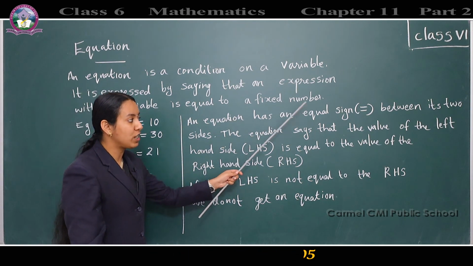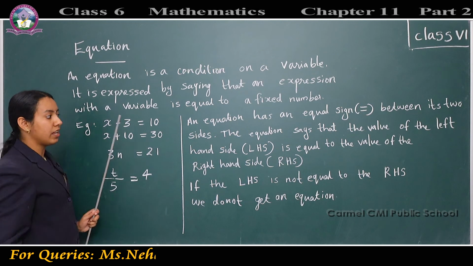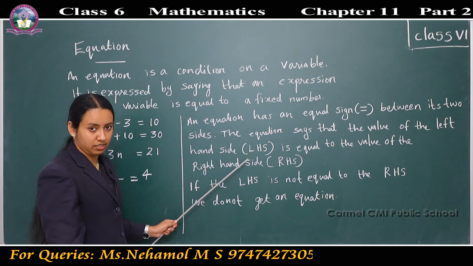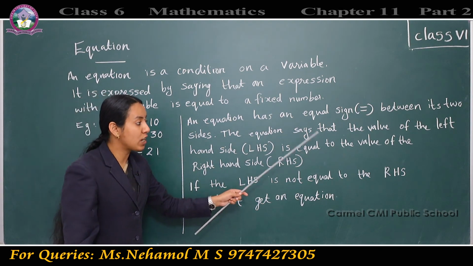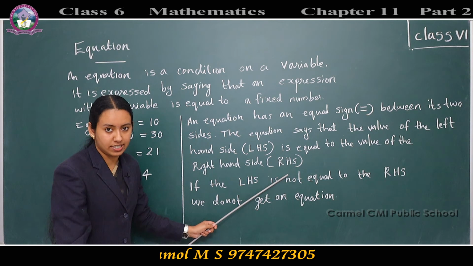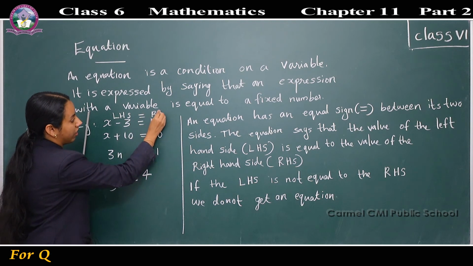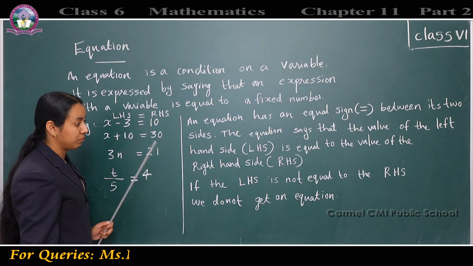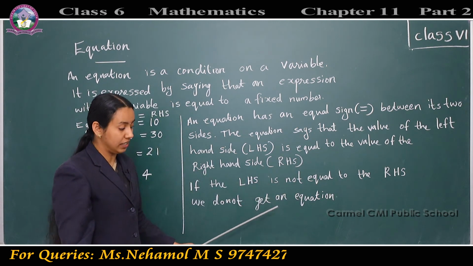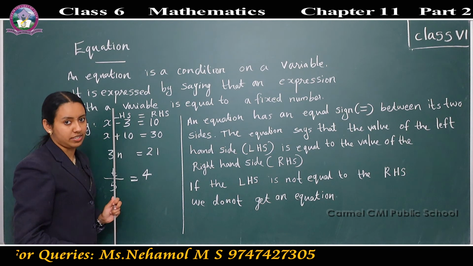An equation has an equal sign between its two sides. Then the equation says that the value of the left hand side or LHS is equal to the value of the right hand side or RHS. If LHS is not equal to RHS, we do not get an equation. So, for an equation, LHS is equal to RHS.